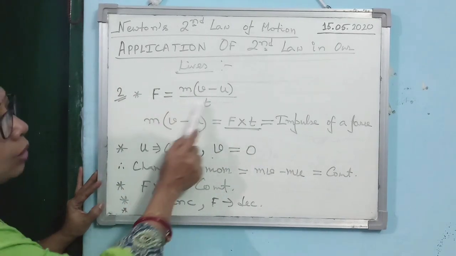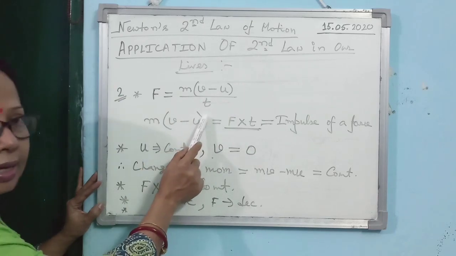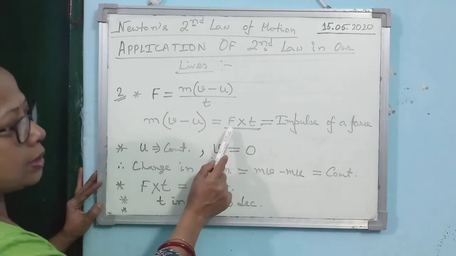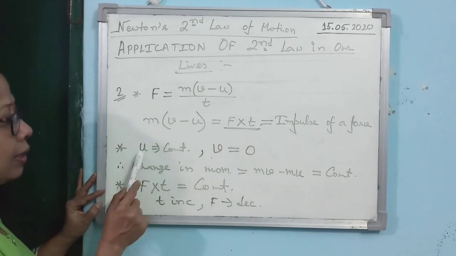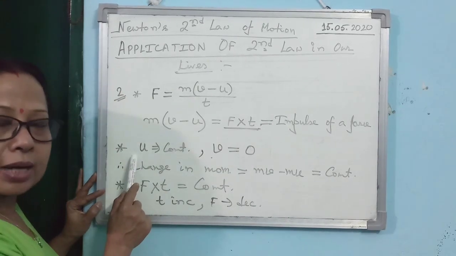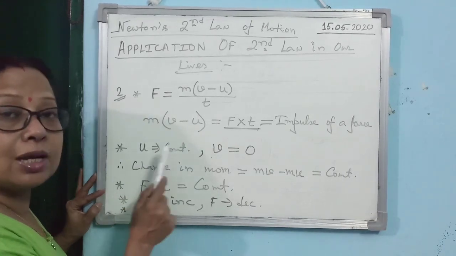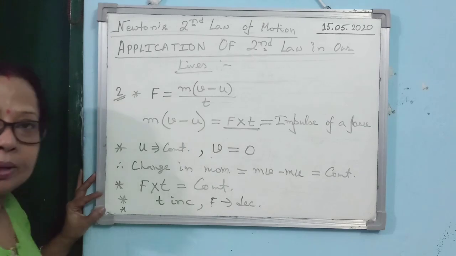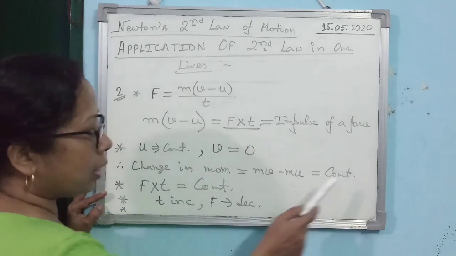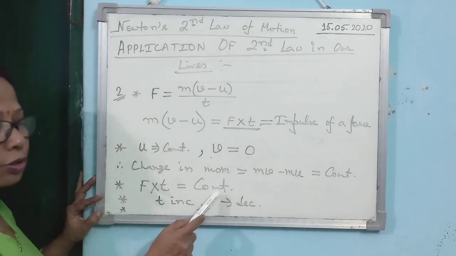This is the speciality of physics, that you have to write in the same manner. Alright, F is equal to m into (v minus u) by t. So m into (v minus u) is equal to F into t. Then you write down u is constant here. After writing u, what you must write? u is the initial velocity of the player and v is the final velocity of the player. So change in momentum is constant. So force into time is constant.